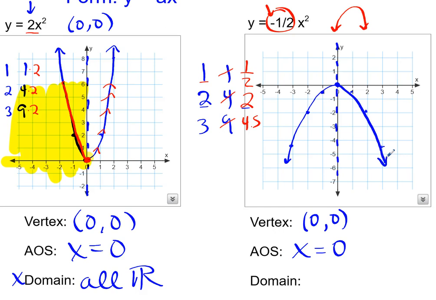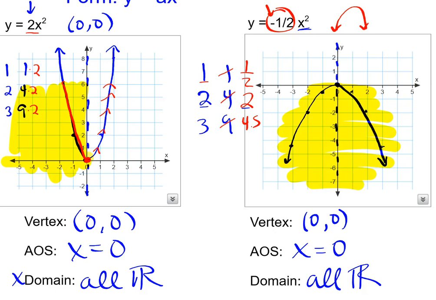Now we're going to talk about the domain again. We can plug in anything we want for an x value. So the domain is still all real numbers. But for the range, we notice we have a highest point this time. Our vertex is a maximum. So the only place the graph exists is down here where the y values are negative.